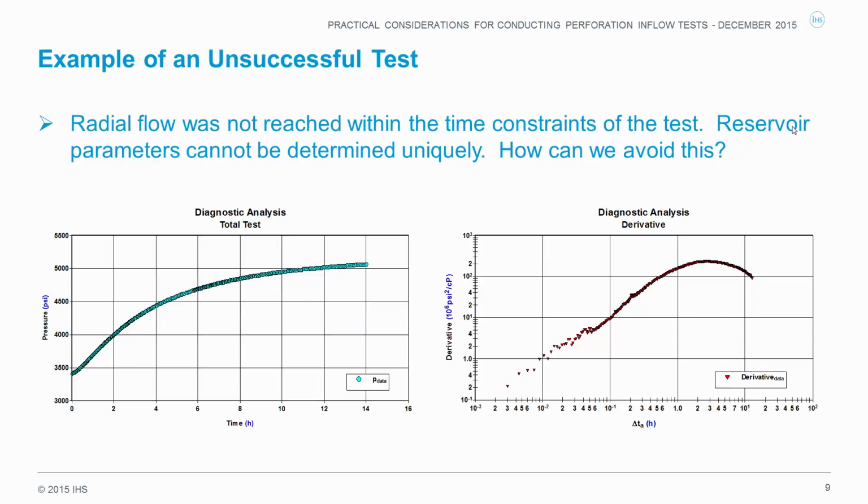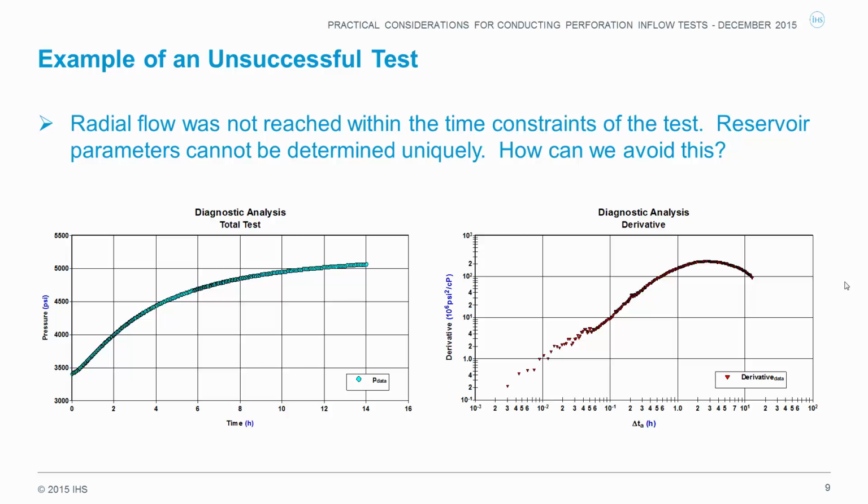This is an example of a more typical data set. We see that the pressure data does not even begin to transition into radial flow. And in this case, we will not be able to determine even a range of characteristics. We will be able to determine the minimum permeability and the minimum reservoir pressure, but we won't be able to put higher bounds on these parameters. And this is not a data set we want to see.